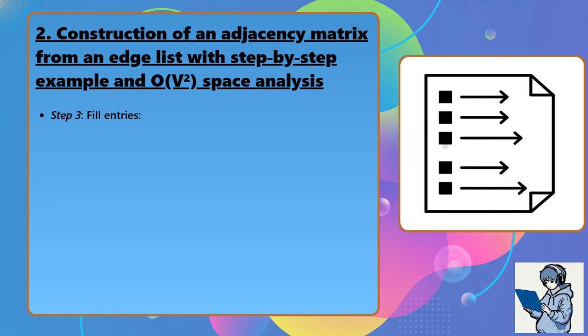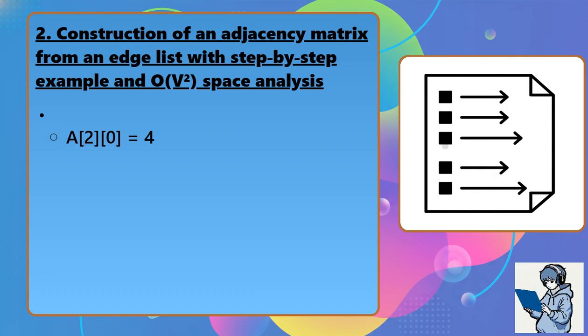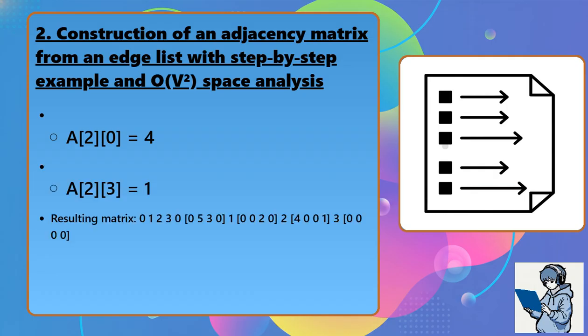Step 3: fill entries. A[0][1] equals 5. A[0][2] equals 3. A[1][2] equals 2. A[2][0] equals 4. A[2][3] equals 1. Resulting matrix rows: row 0: 0 5 3 0, row 1: 0 0 2 0, row 2: 4 0 0 1, row 3: 0 0 0 0.